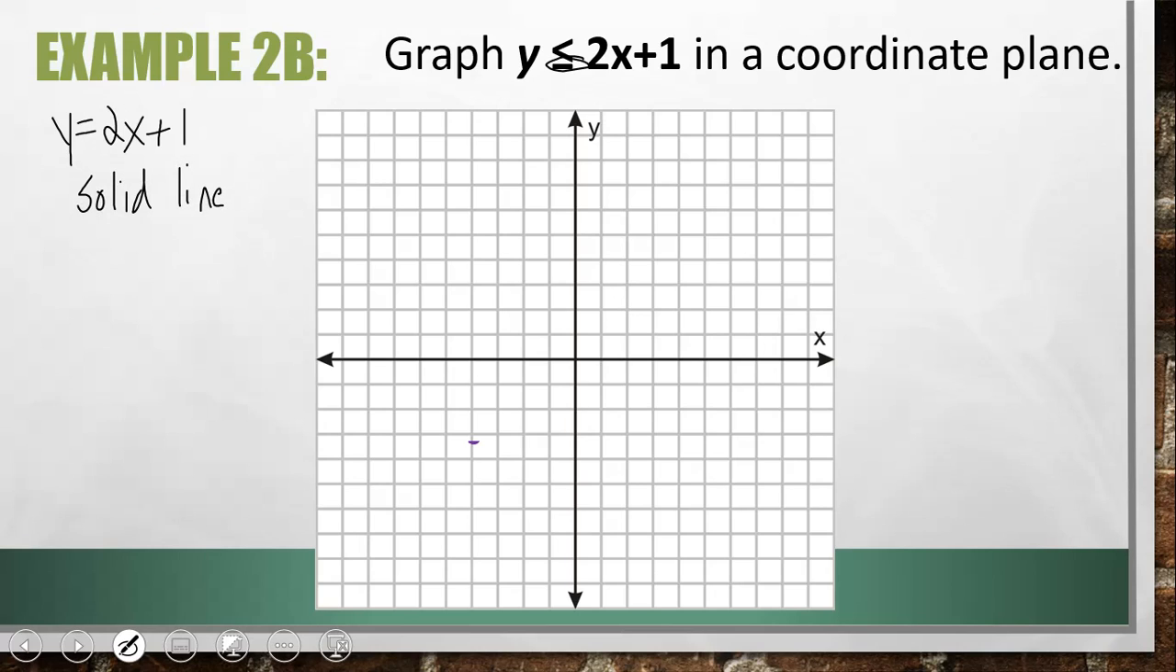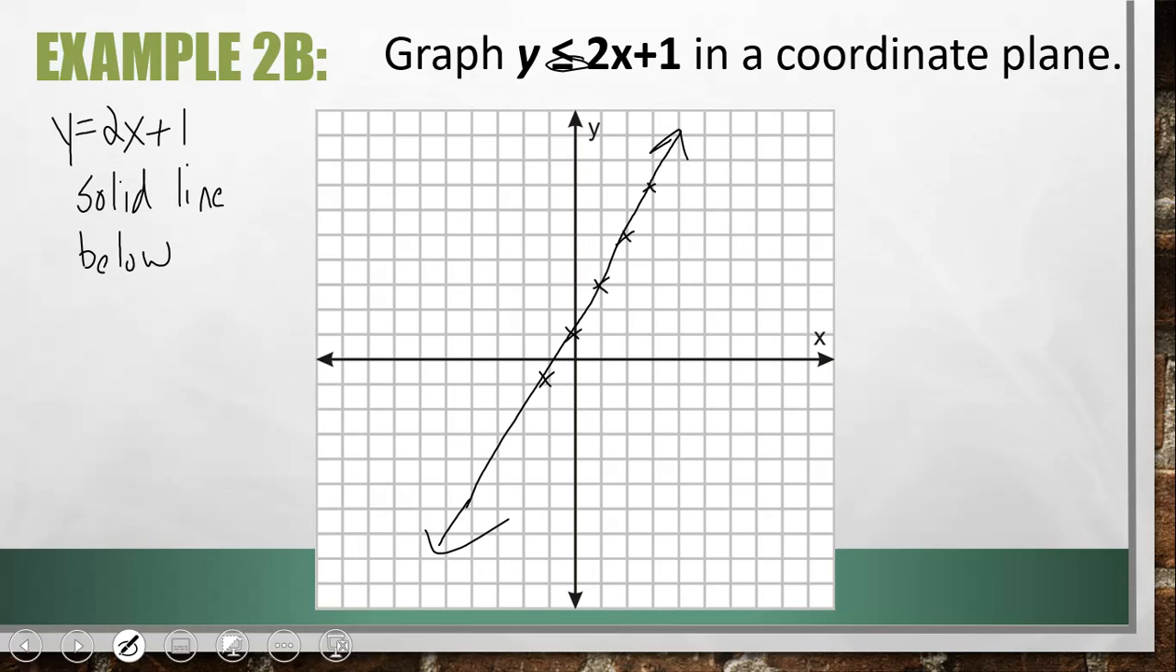And I know, again, I'm going to shade below. So now we have to remember how to graph. Begin at your y-intercept, which is at 1. My slope is 2, so I'm going to go up 2 over 1, up 2 over 1, up 2 over 1. Or I can go down 2 and left 1. So here's my line.